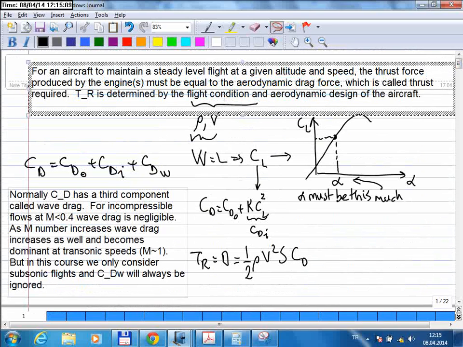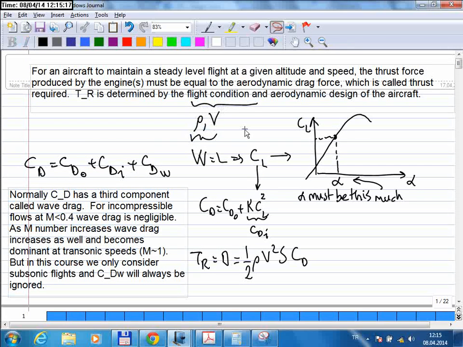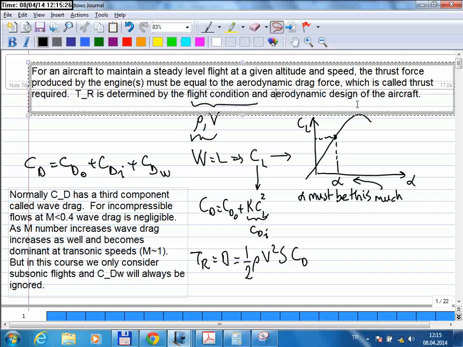Okay, so the thrust required is the same thing as the drag force, and the drag force depends on the air density and the speed of the flow, or the speed of the aircraft, and I call that flight condition. And also it depends on the aerodynamic design of the aircraft, and the aerodynamic design means the CD0 and K coefficients.